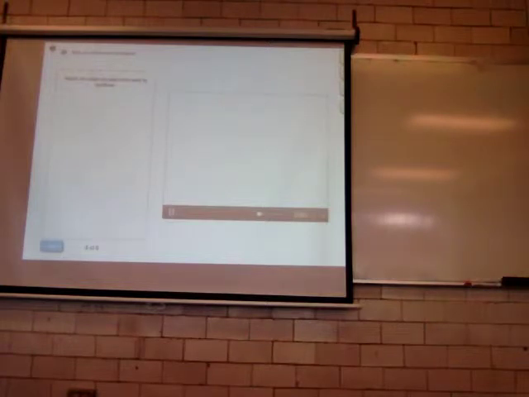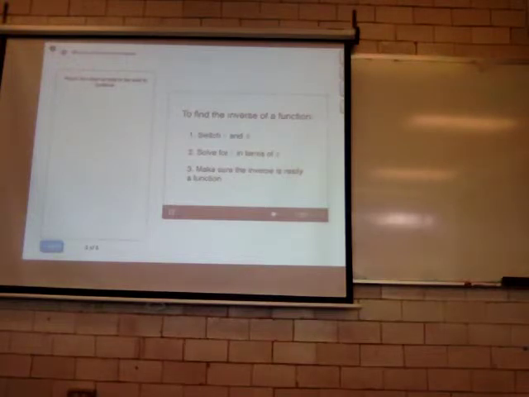So here's a recap of what we just covered. To find the inverse function, first switch x and y. Then solve for y in terms of x. And finally, make sure that the inverse is really a function. Otherwise, your original function doesn't have an inverse.